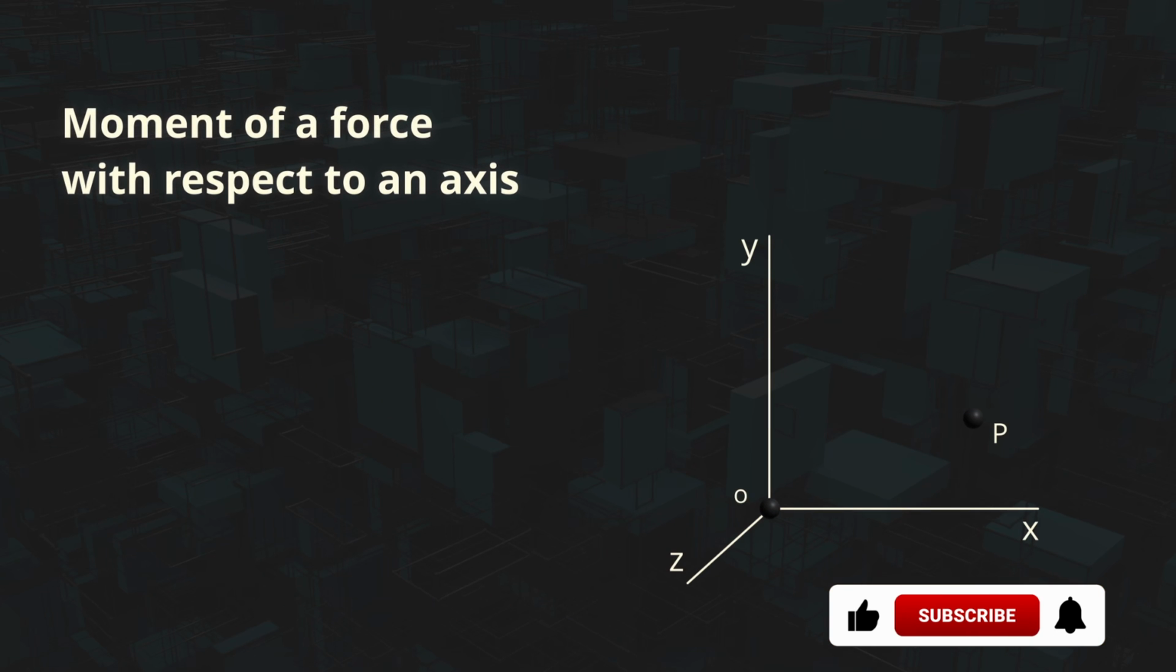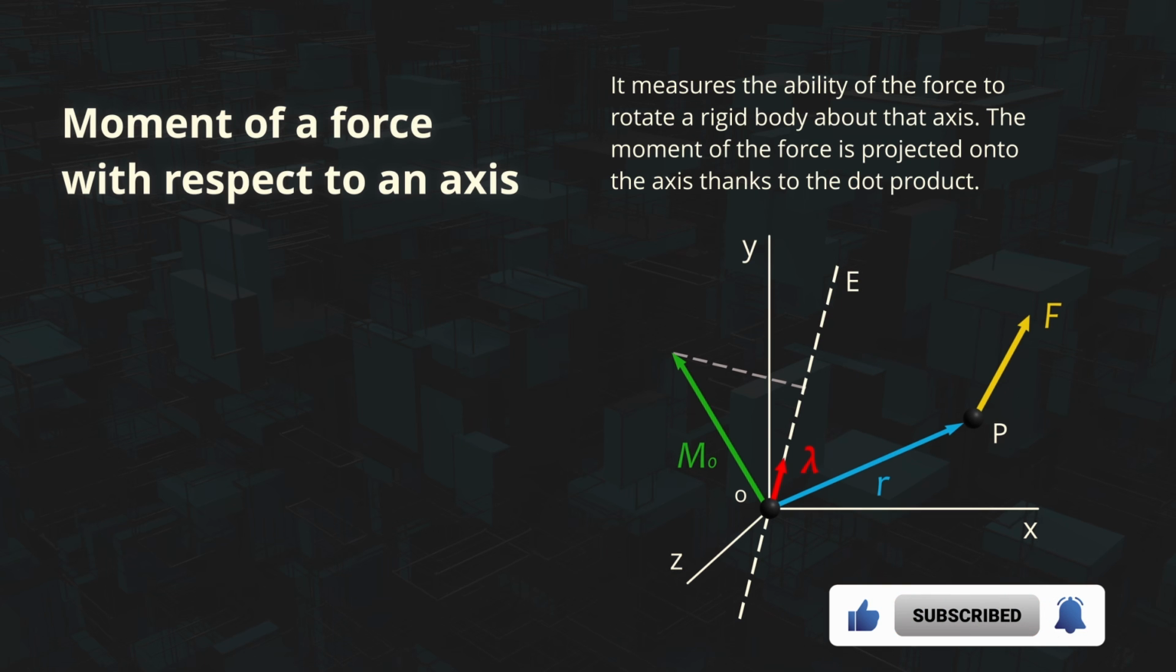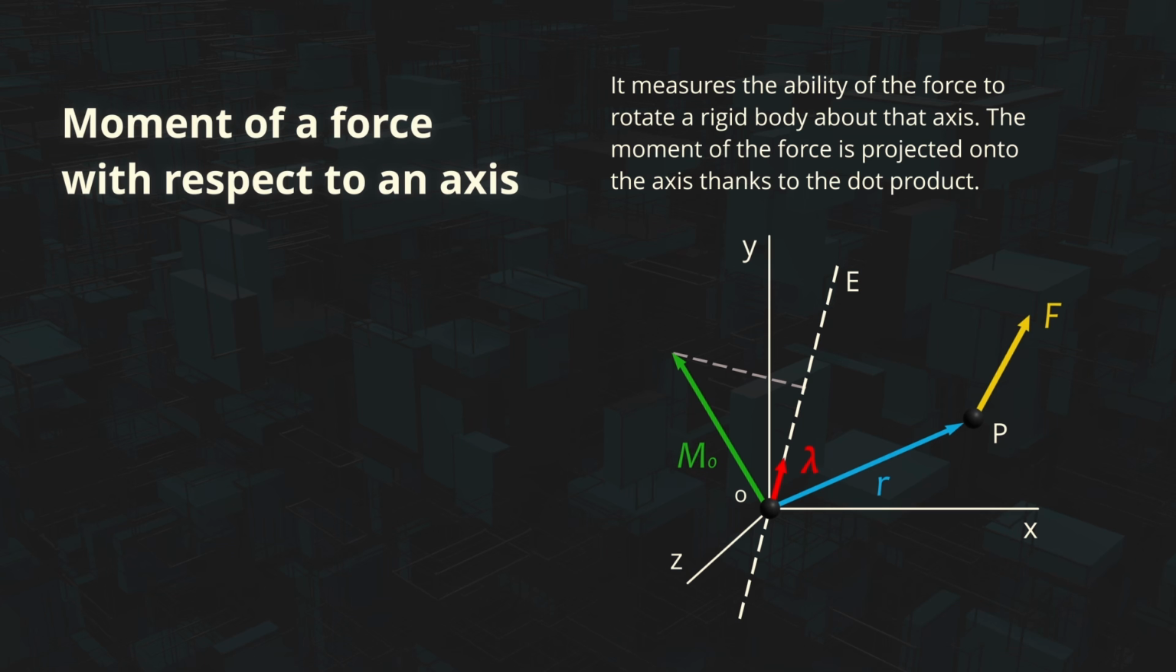The moment of a force with respect to a given axis is a measure of the force's ability to rotate a rigid body around that axis. It is defined as the projection of the moment of the force on the axis, and this is achieved with the help of the scalar product. The formula to calculate the moment of a force with respect to an axis is equal to the scalar product between the unit vector of the axis and the moment of the force with respect to a point on that axis. Therefore, the moment of a force with respect to an axis is a number and not a vector.